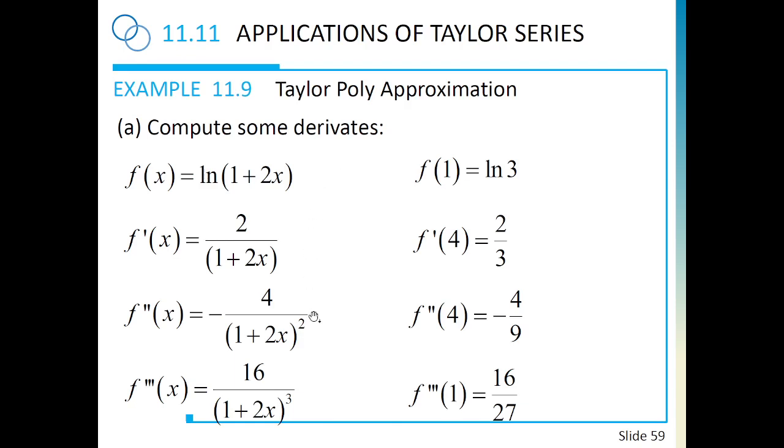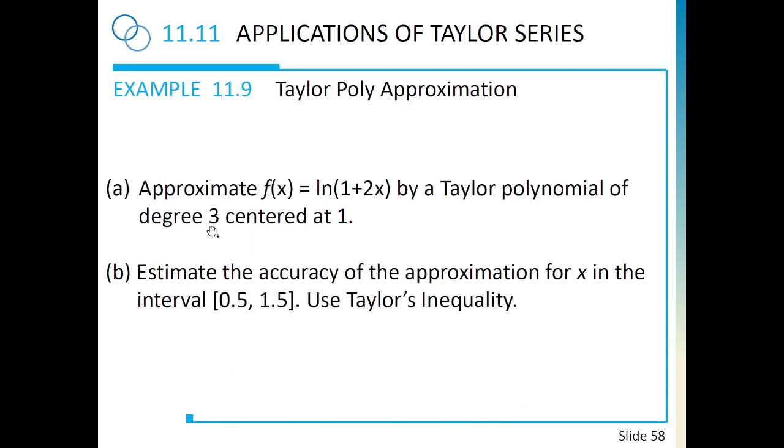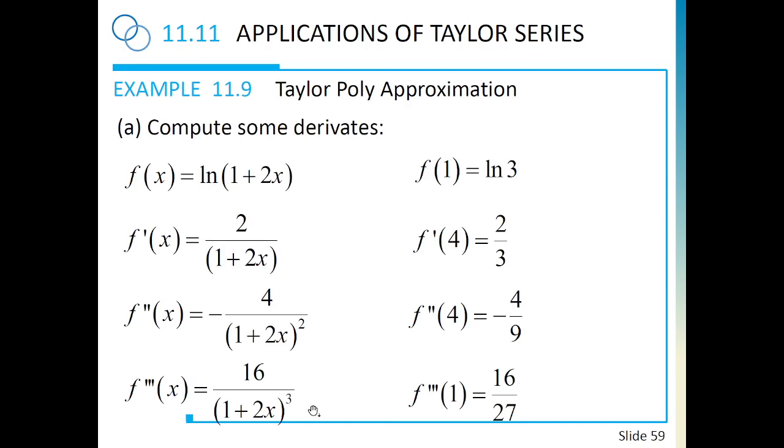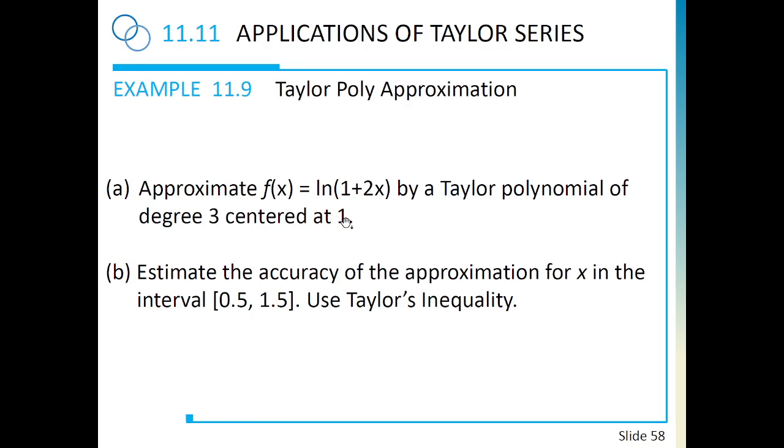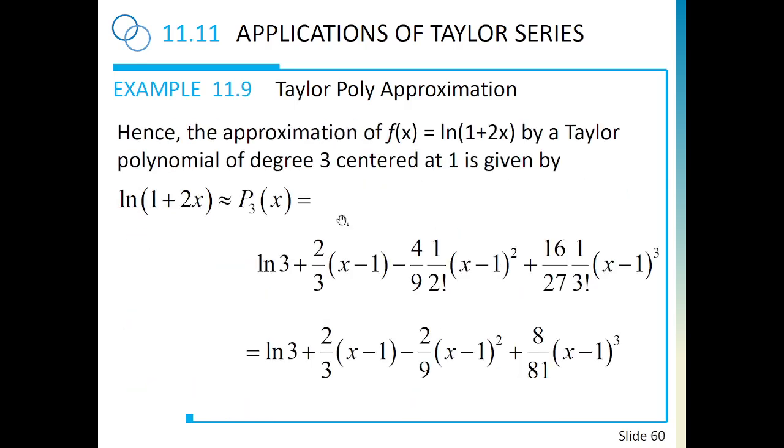So here again the degree of the polynomial is 3, so we compute the 3 derivatives, and we will compute the 4th one later on, and we need to evaluate them at 1 because that's the center of the series. So the approximation of the function by the polynomial of degree 3 is given here. This is our Taylor polynomial of degree 3 that approximates the function ln(1 + 2x).